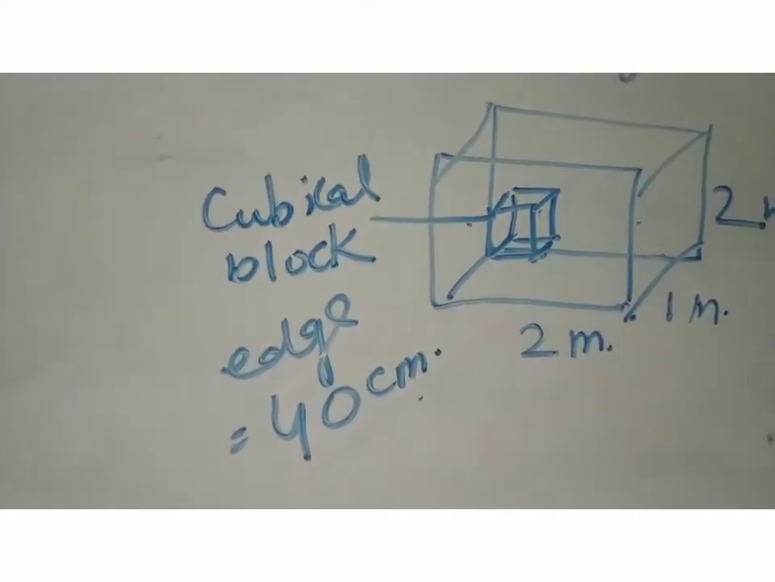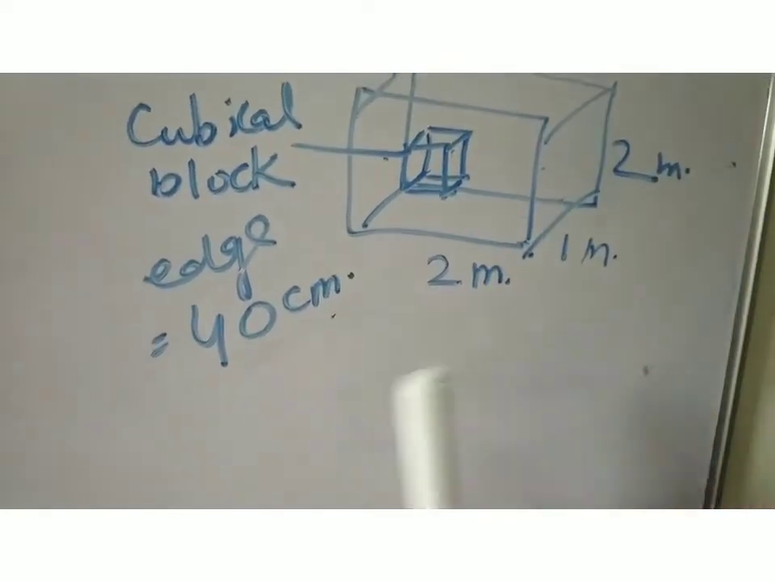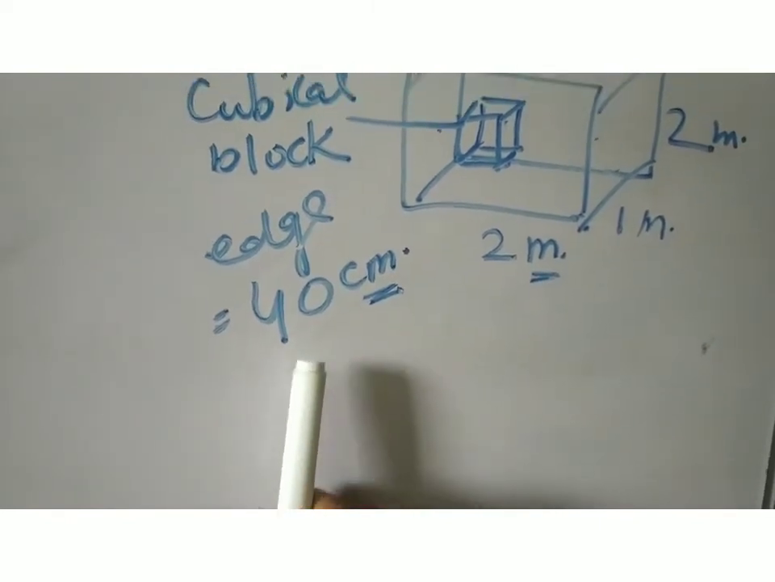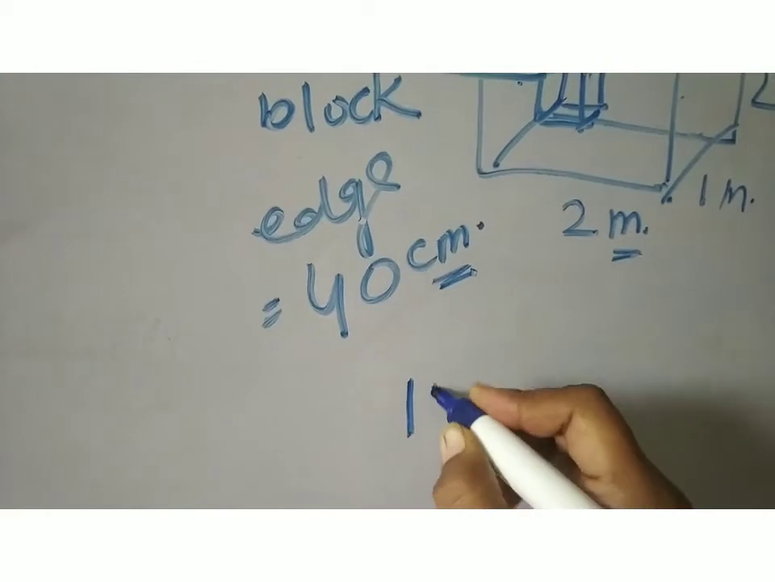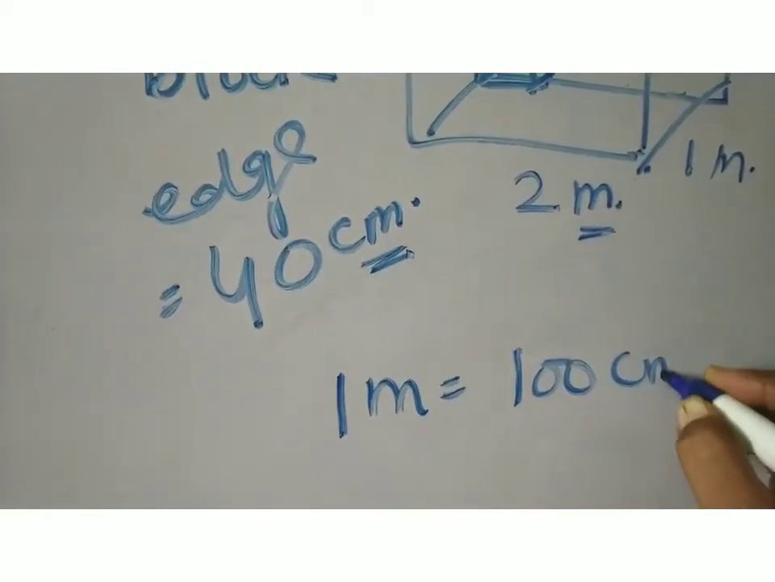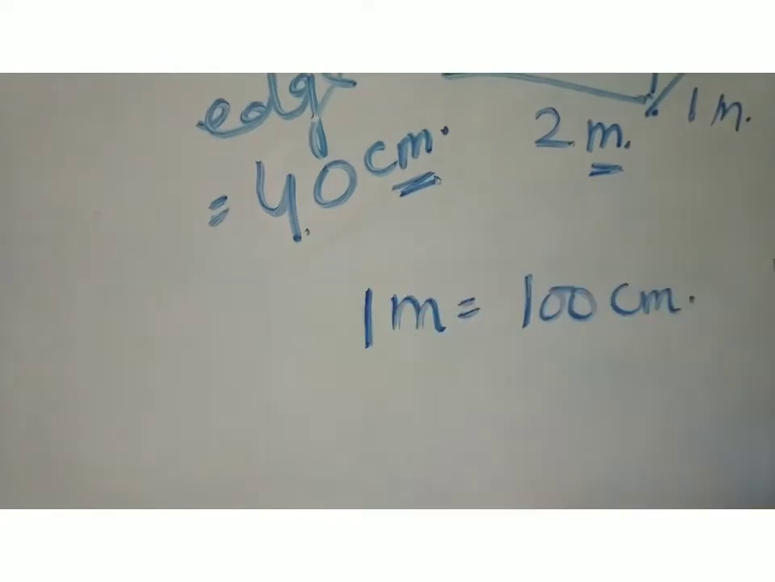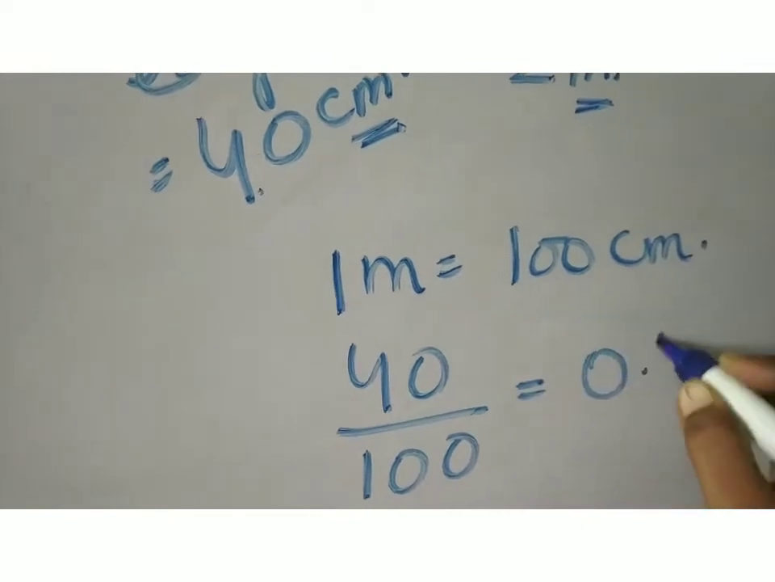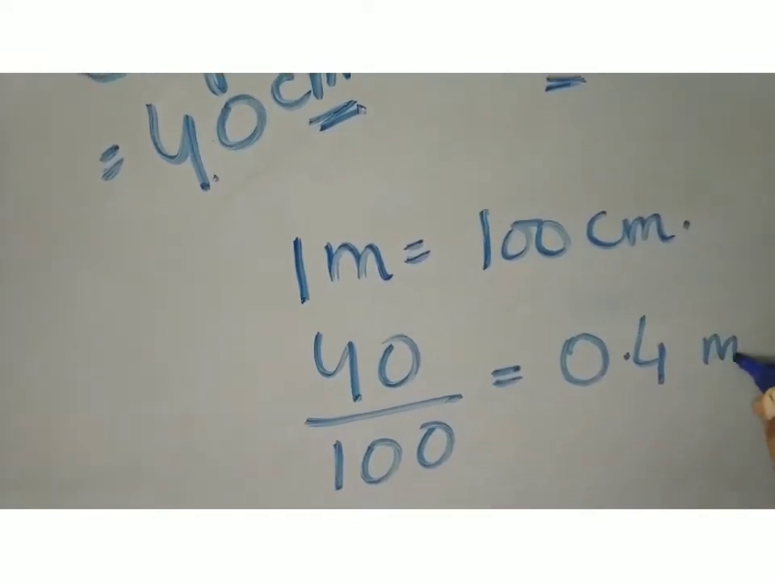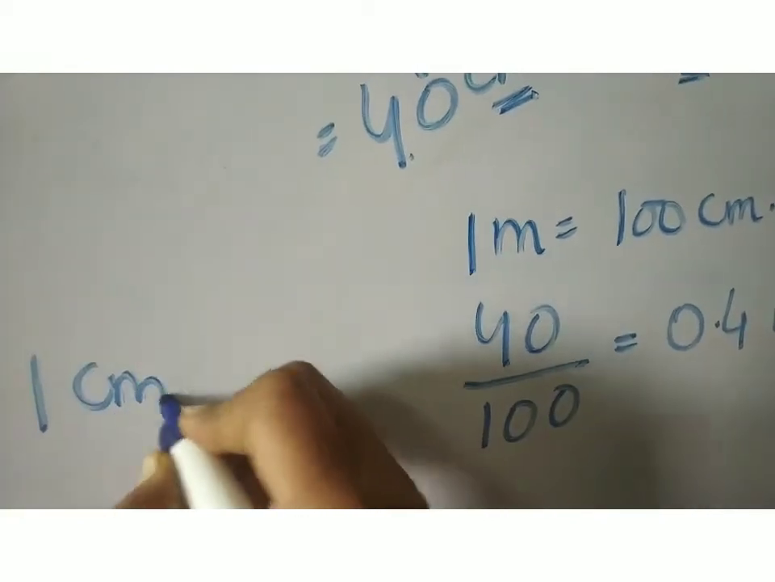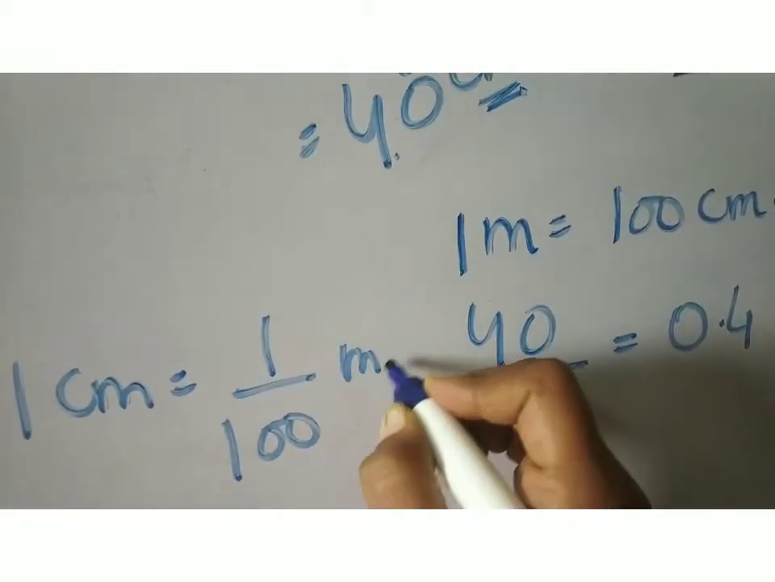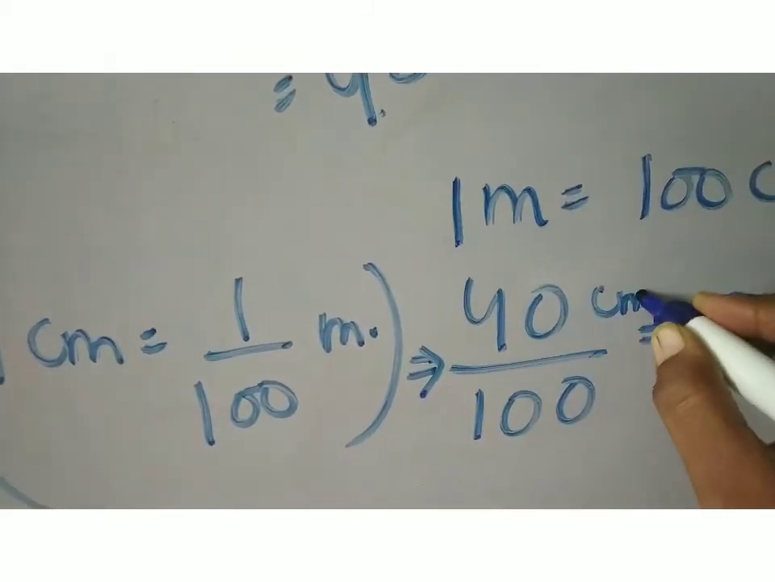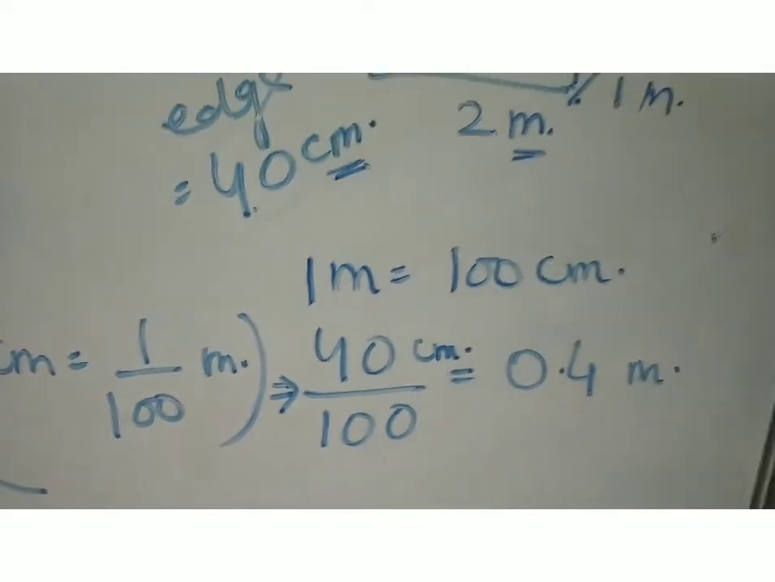As you know, all the dimensions should be in the same unit. One is in meter and the other is in centimeter, so I will convert it into meter first. As you know, 1 meter is equal to 100 centimeter. I have to convert this 40 centimeter, so this 40 will be divided by 100. So I will get 0.4 meter, because 1 centimeter will become 1 upon 100 meter. So if I want to convert 40 centimeter into meter, I have to divide it by 100.